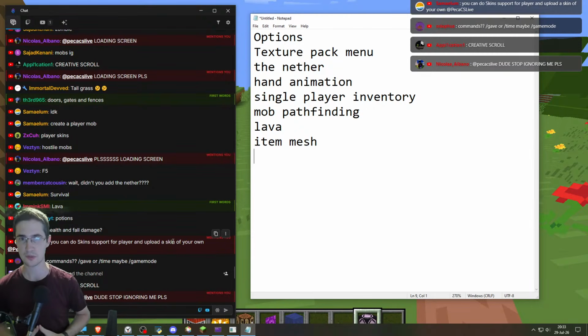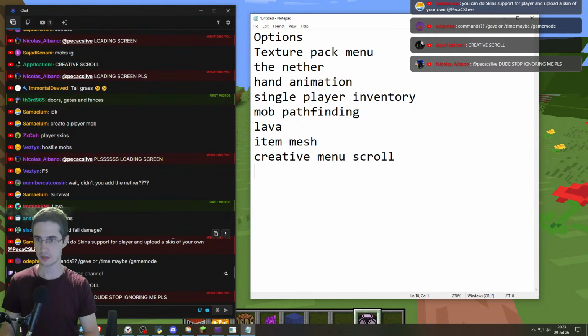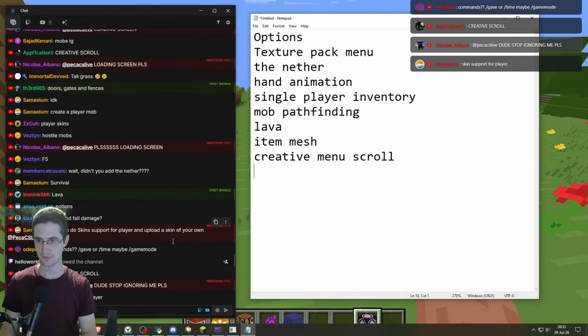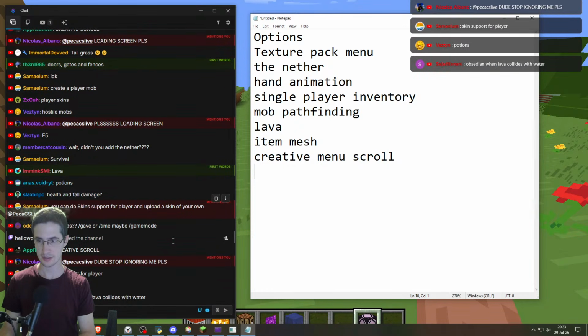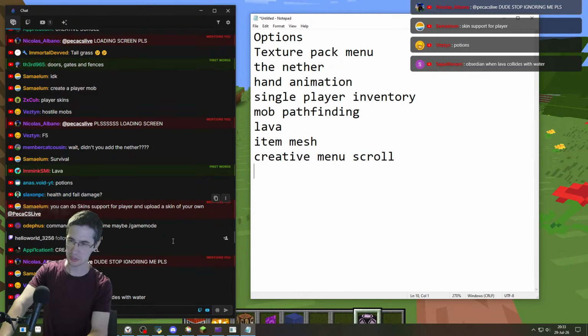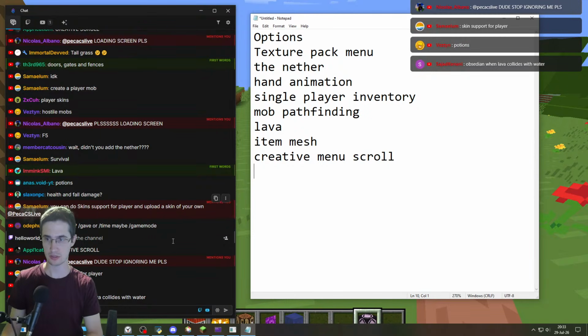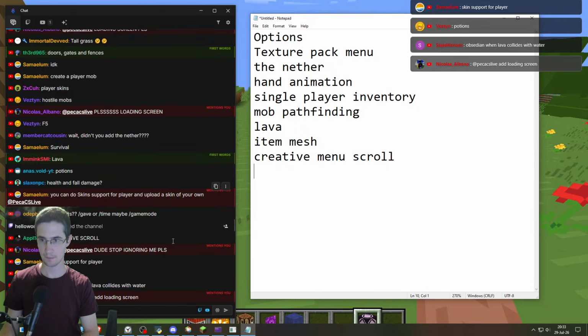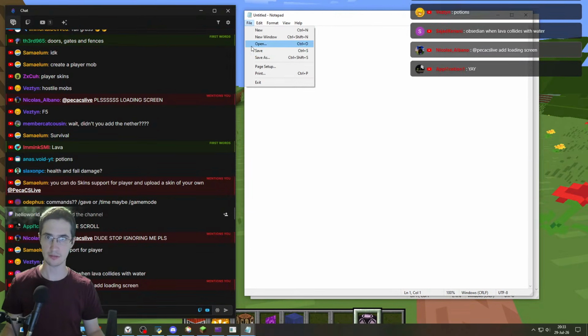Creative menu scroll. Yeah, okay, let's put it. Skin support for player. It's not a priority, it will not change the experience that much. Potions, obsidian when lava collides with water. Loading screen.